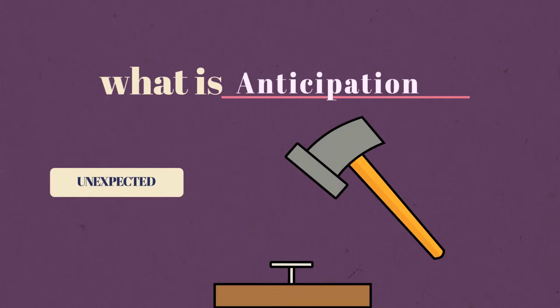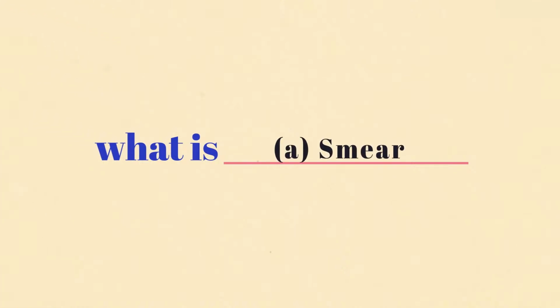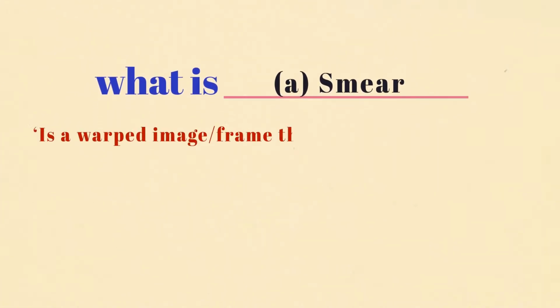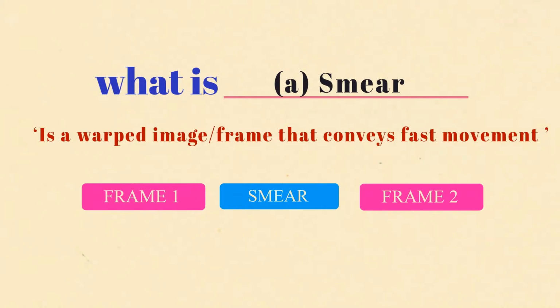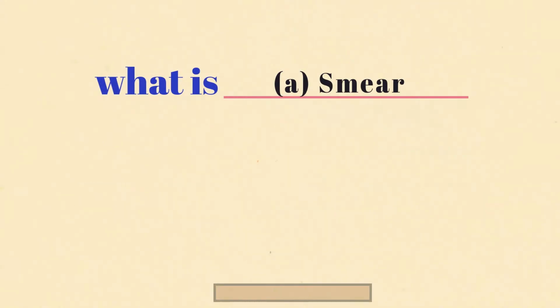But anticipation is best used with smears because normally there's a fast action happening. So, what is a smear? A smear is a warped image or frame that conveys fast movement. So we'd have one frame, a second frame, and between it would be our smear.